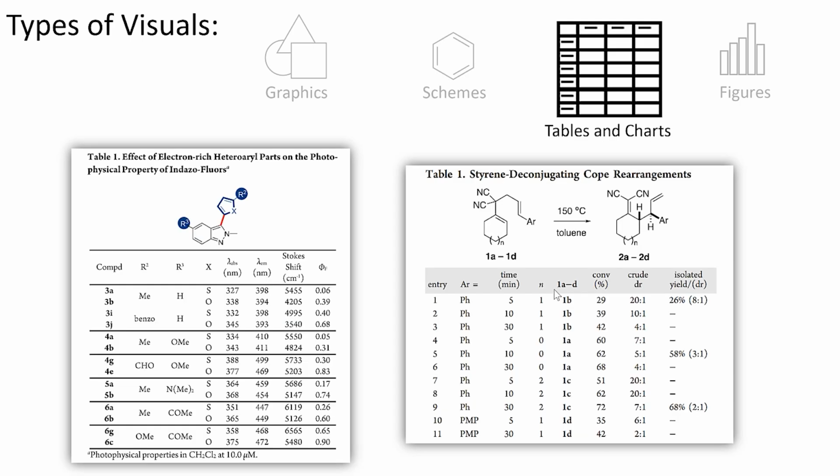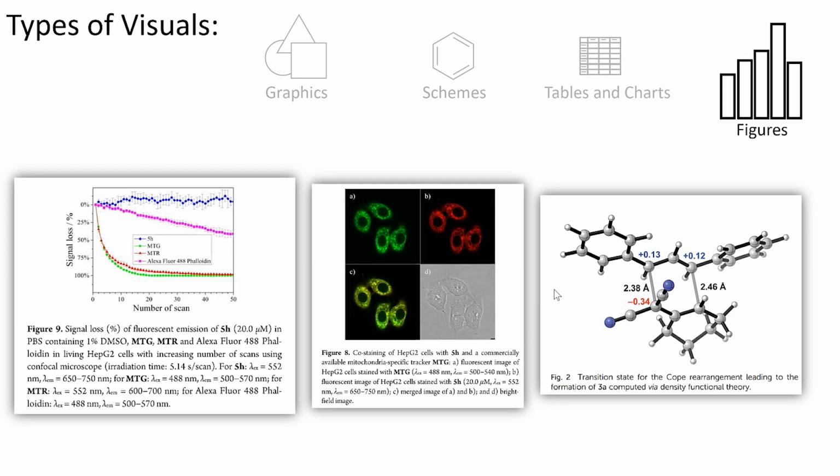What are tables and charts? Tables are like grids of information, while charts include plots, graphs, and patterns that show a trend. And finally, what is a figure? Figures are pictures that show results. They can be graphs, microscope images, 3D models, and anything that presents experimental findings. These are actually the proof and the evidence part of your paper.